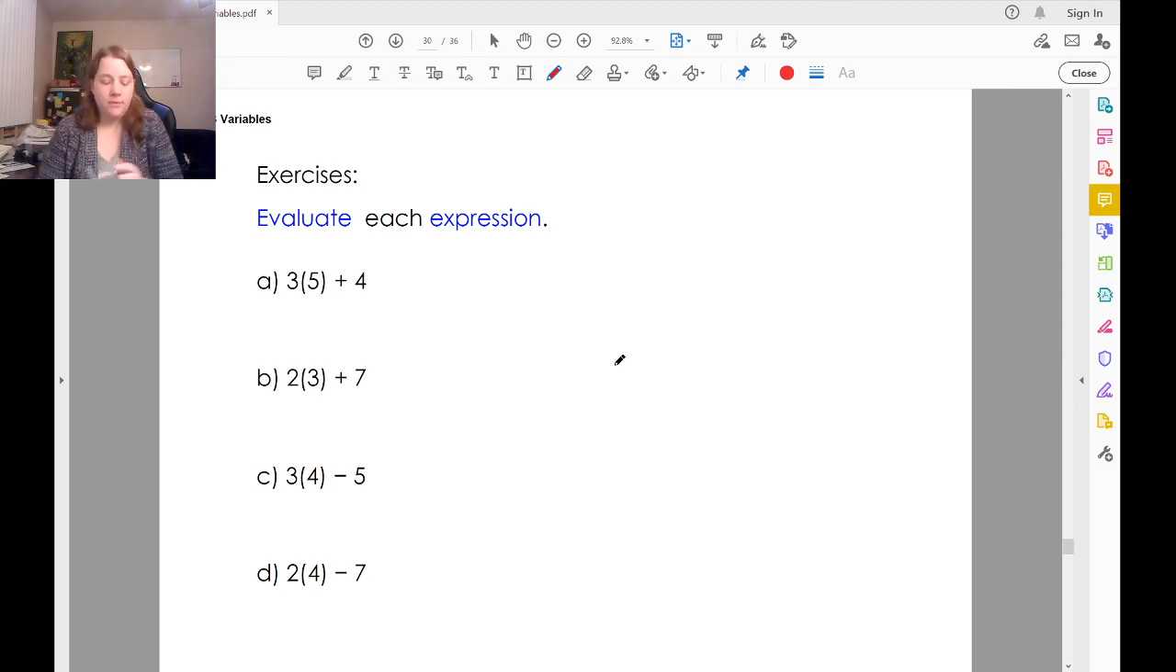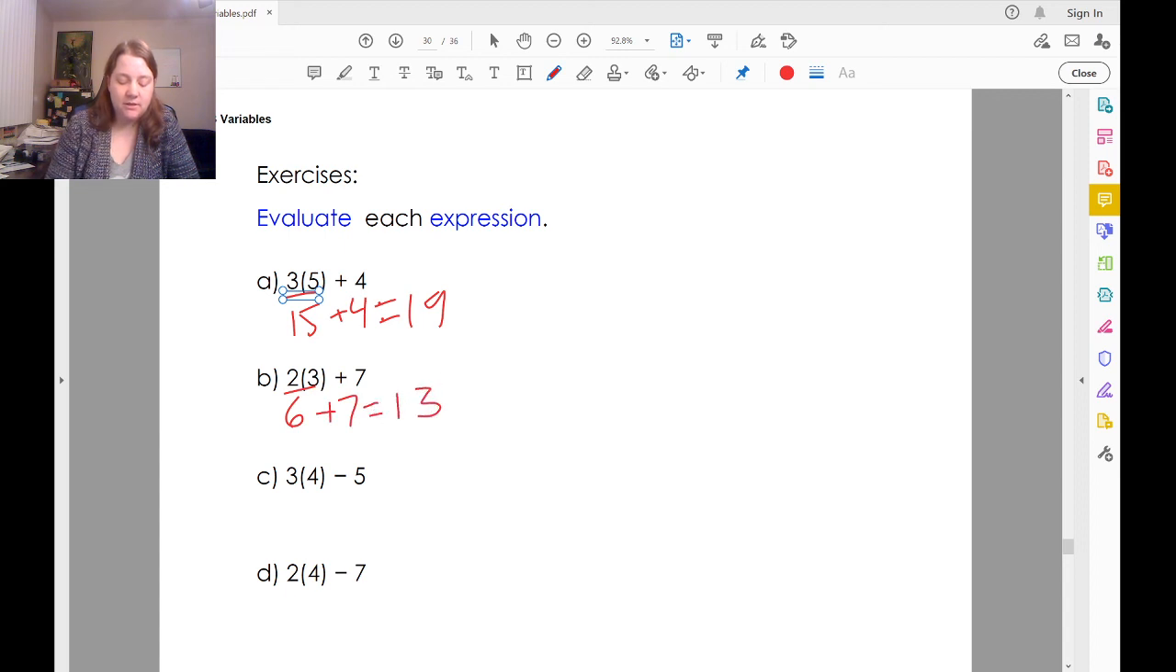Welcome back. 3 times 5 is 15. 15 plus 4 is 19. 2 times 3 is 6. 6 plus 7 is 13. 3 times 4 is 12. 12 minus 5 is 7. 2 times 4 is 8. 8 minus 7 is 1.